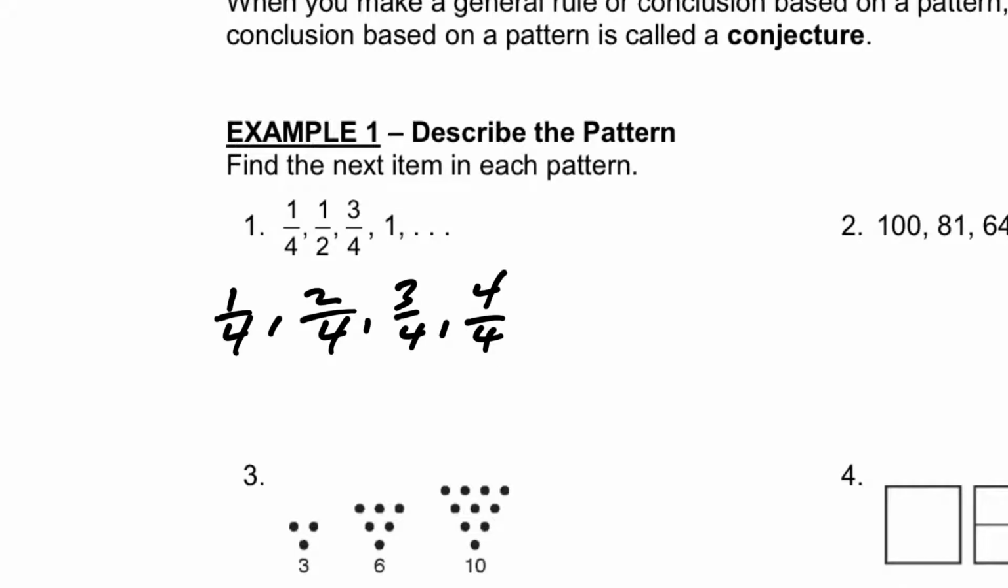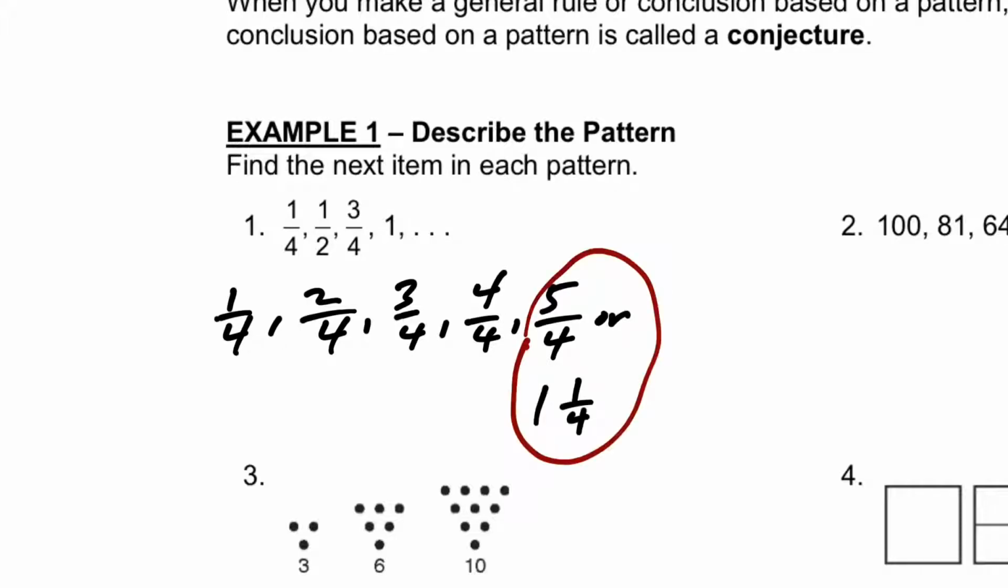So what you can see I did here is I rewrote the fraction 1/2 as 2/4, and I wrote the number 1 as 4/4. So I have everything written in fourths. So then you should be able to see the pattern is that you add 1/4 to get from one item to the next. So if we have 1/4, 2/4, 3/4, 4/4, the next item in the pattern should be 5/4, which you could also write as 1 1/4.